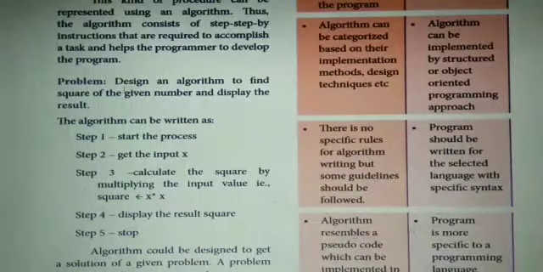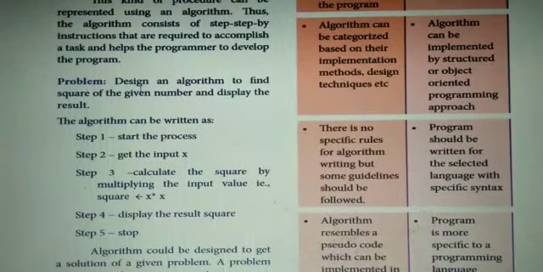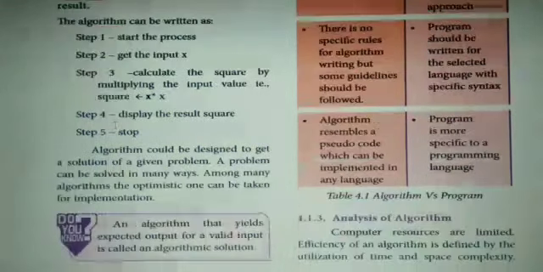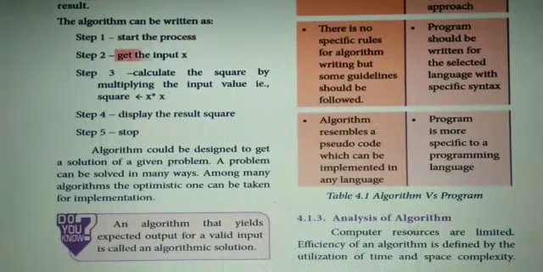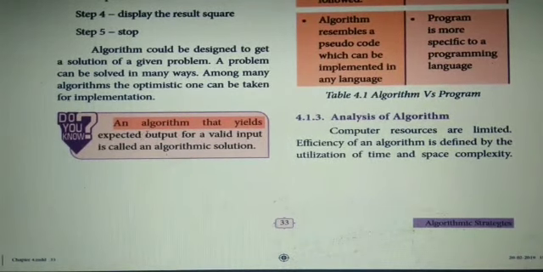One more example given here: designing an algorithm to get square numbers. Given a number, display the result. Algorithm to find the square. For the first step, start the process, get an input x, calculate the square, and display the result. Right? So an algorithm that gives the expected output, what we are expecting, that output we will get, for a valid input, is called an algorithmic solution.